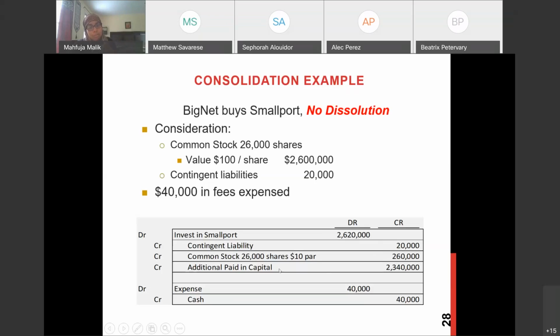And you should know how to calculate the additional paid-in capital. And then here you also have contingent liability. So all these together are your purchase price. Then you have some other expense. This is probably attorney fees or investment banker fees that you have to spend on the spot. So you debit expense, or you can write it down as acquisition expense, and credit cash.